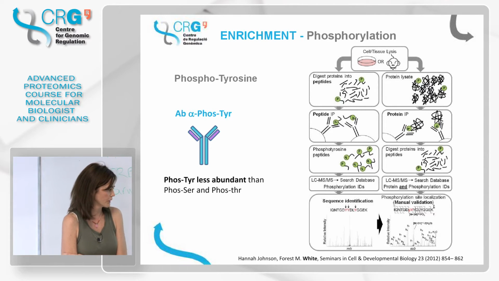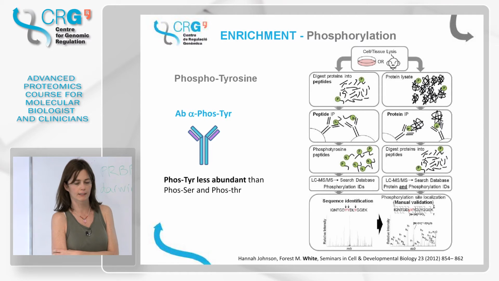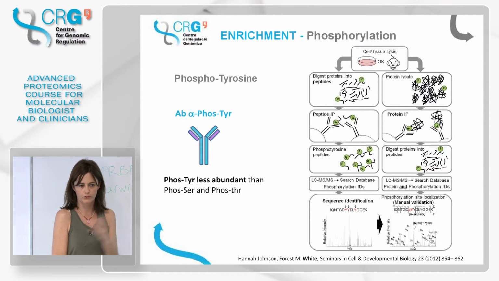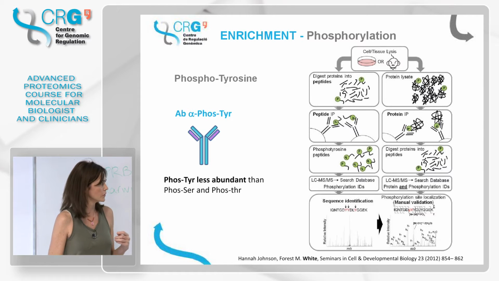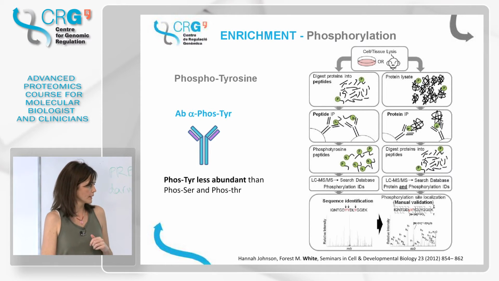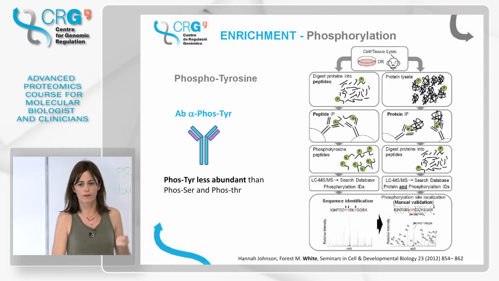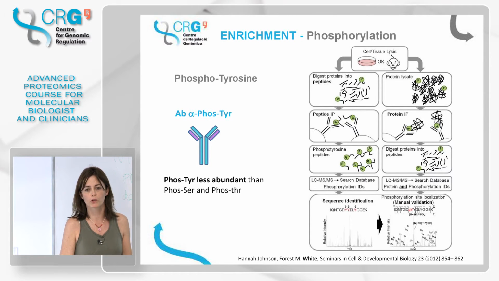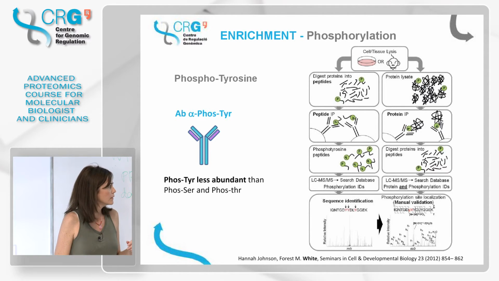The group of Forrest White, for those of you that are interested, has published a lot of papers related with phosphotyrosine in cancer and other things. And also, most of the time, not only do we enrich using the antibodies, but we also combine this with the other strategies, even if we are looking for tyrosines, because it helps, but it's not perfect.